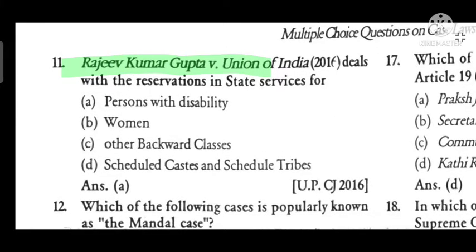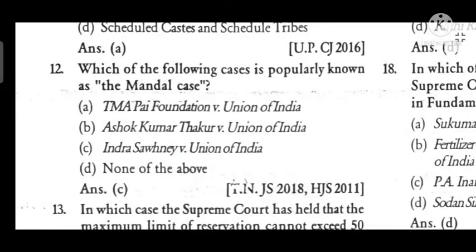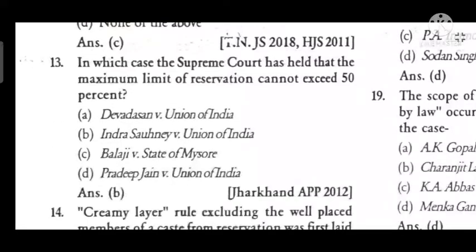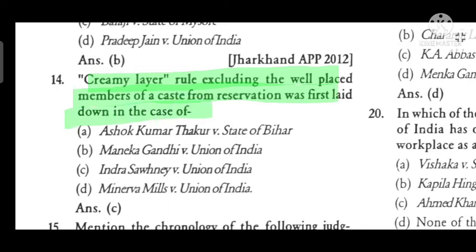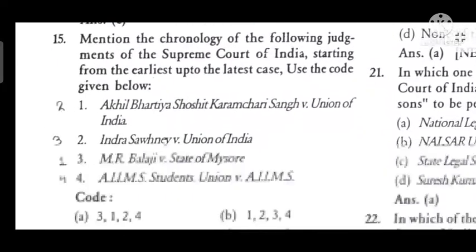Rajiv Kumar Gupta versus Union of India deals with reservation in state service for persons with disability. Which one of the following cases is popularly known as the Mandal case? Indra Sawhney versus Union of India. In which case did the Supreme Court hold that the maximum limit of reservation cannot exceed 50%? Indra Sawhney versus Union of India. The creamy layer rule, excluding well-placed members of the caste from reservation, was first laid down in the case of Indra Sawhney versus Union of India.